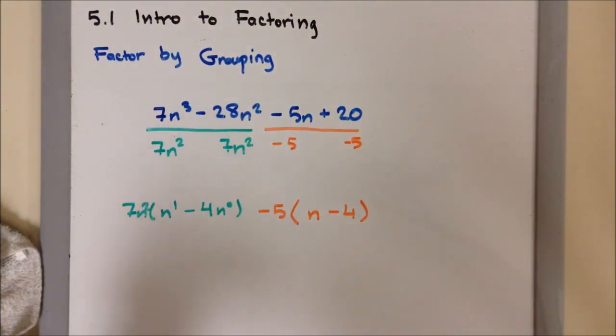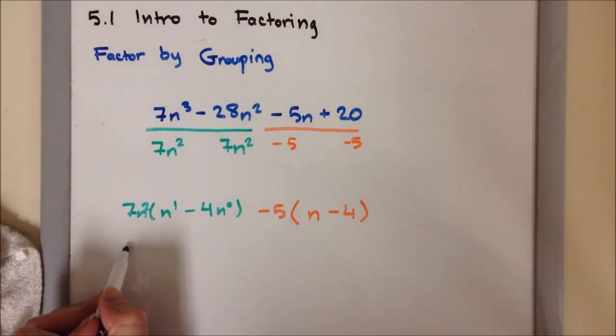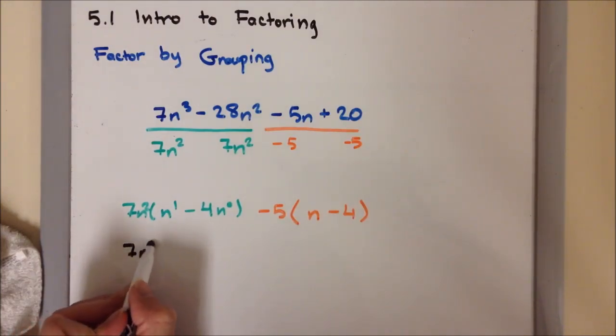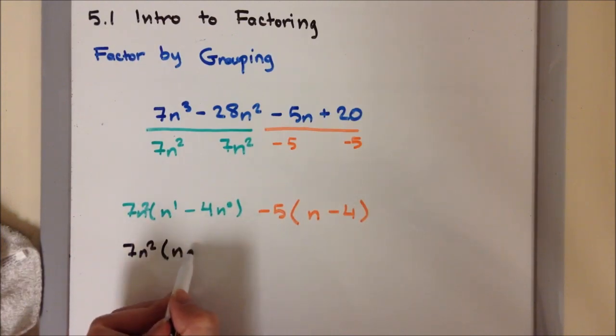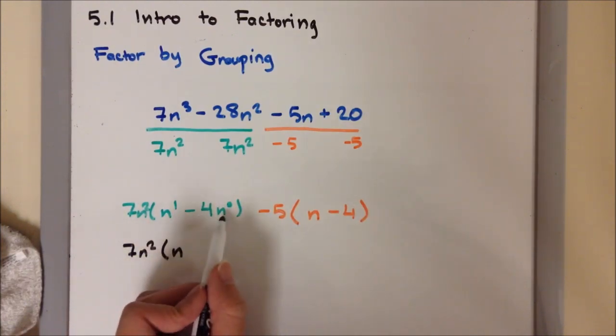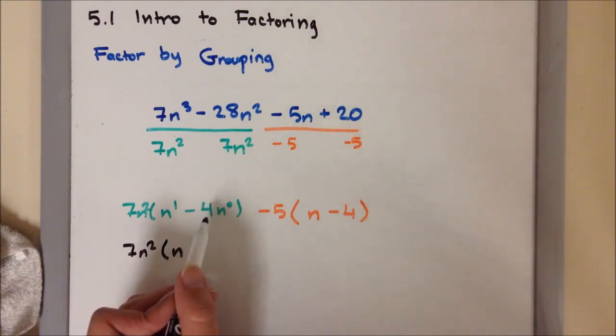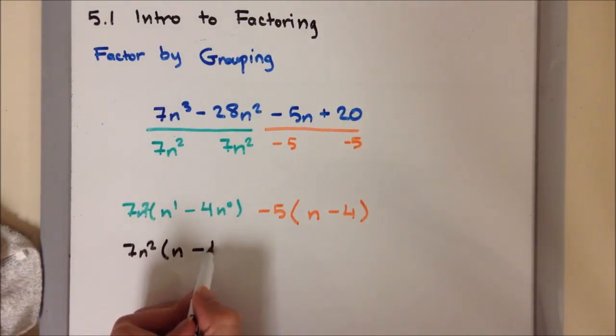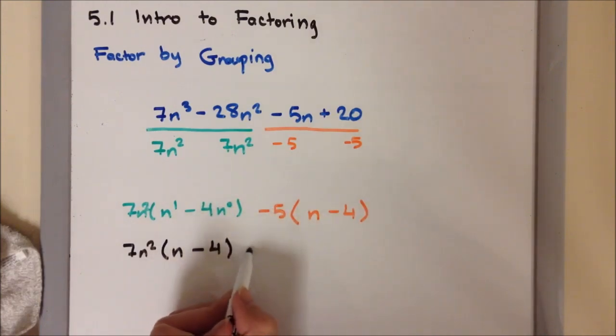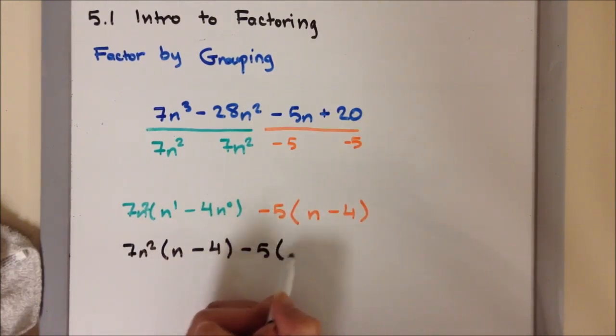Alright, let me simplify one step further. So this GCF will stay the same, so 7n squared. When it's n to the 1 power, it just simply means n. And then when it's over here n to the 0, that becomes 1, so I don't need to do anything. I'm just going to leave it as minus 4. And then minus 5, parenthesis, and minus 4.